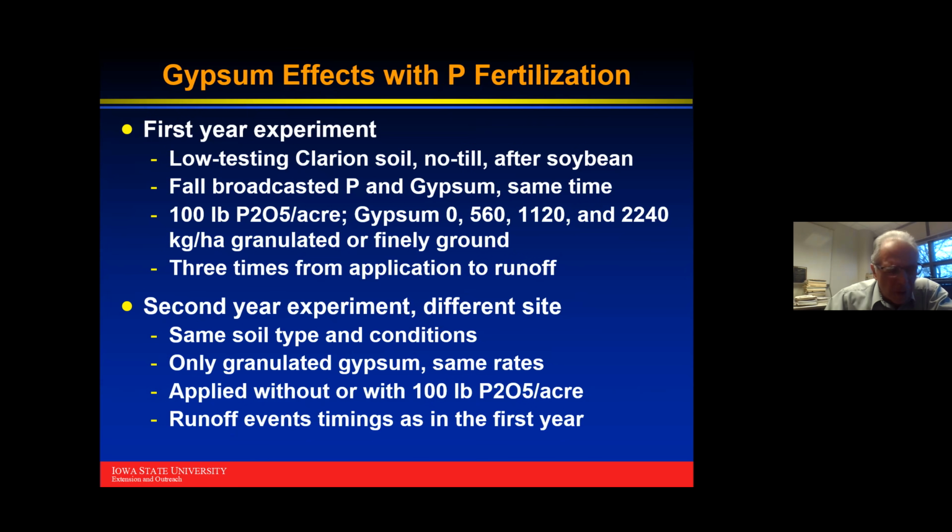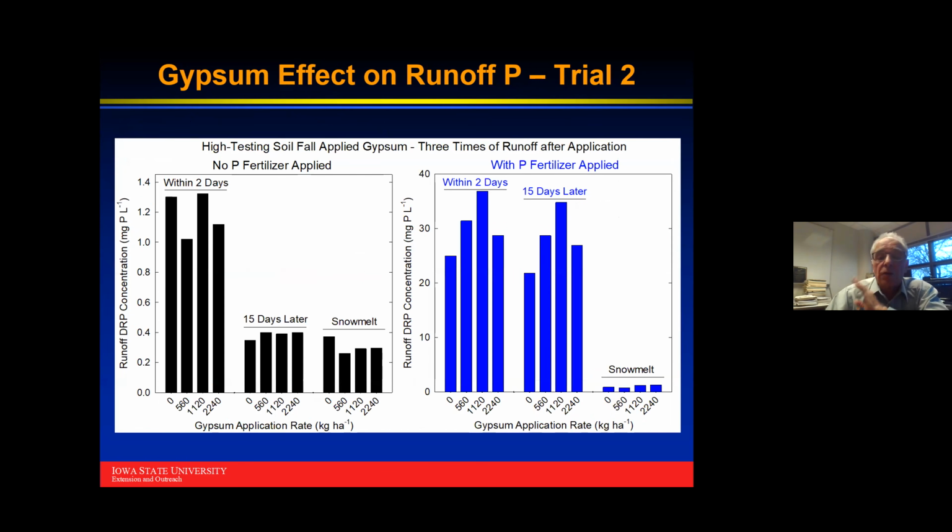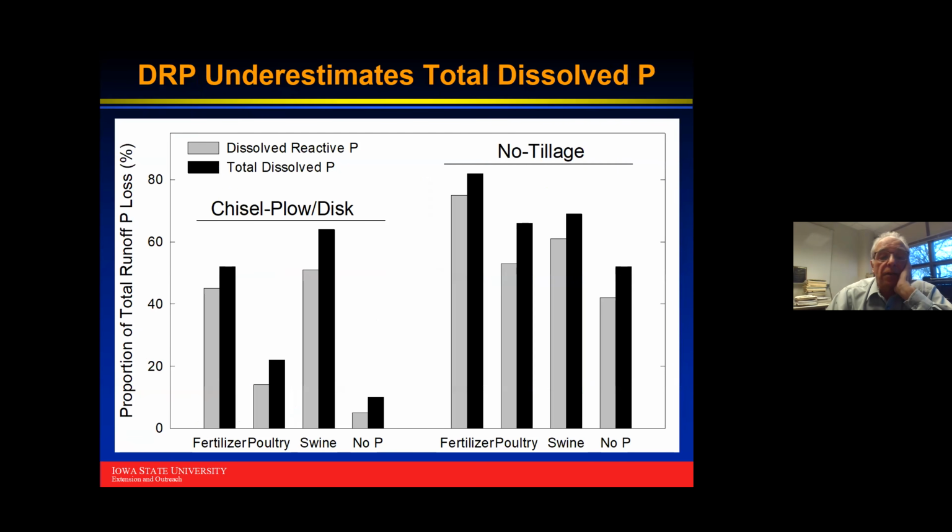We used powdered gypsum and granulated gypsum, and we found absolutely nothing. Here are the results. If you want to go back to the recording, you can look at that. And by the way, we have a 4-year project with Matt Helmers in Northeast Iowa and Ken Pesinowski, where we found that a 1 ton application of gypsum to continuous corn with soy manure did not affect the nitrate or the phosphorus loss with tile drainage.